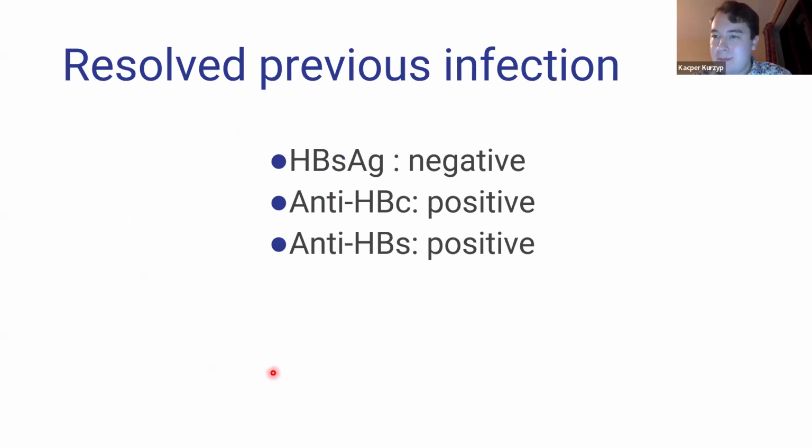Alright, so make your life easy. These are your scenarios. Resolved previous infection. Their antigen is negative because they don't have the virus at the moment. Their core antibody is positive because they have seen the virus. And their surface antibody is positive because they developed immunity, they cleared the infection.